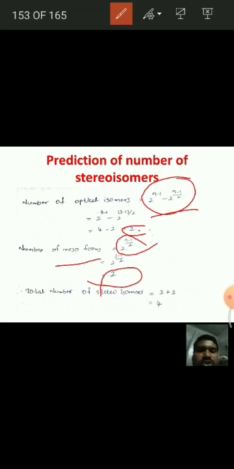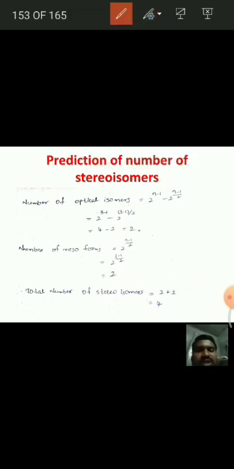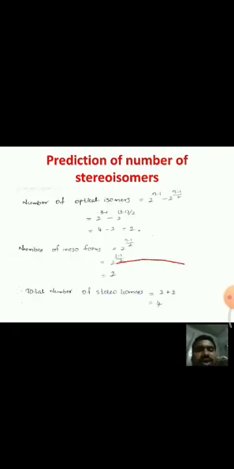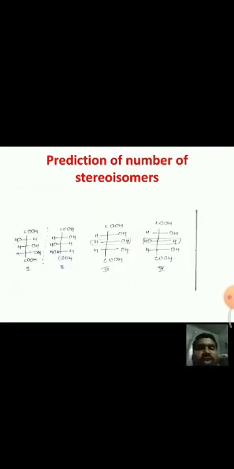Hence the total number of stereoisomers will be these 2 plus these 2, that means 4 isomers are possible for this trihydroxyglutaric acid. And these are the 4 possible stereoisomers of trihydroxyglutaric acid.